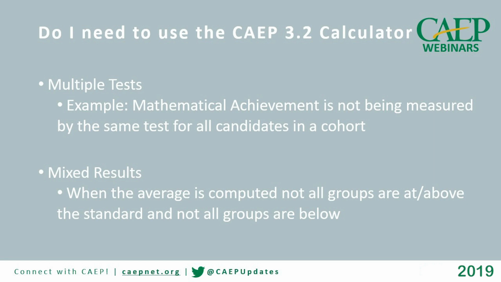The results are consistent. However, you may have a situation where not all of the groups are above and not all of the groups are below. You may have a group that is above while the others are below, and you may have a group that is below while the others are above. And that's a mixed results situation, and that's the type of situation that the CAEP 3.2 calculator was designed to resolve.